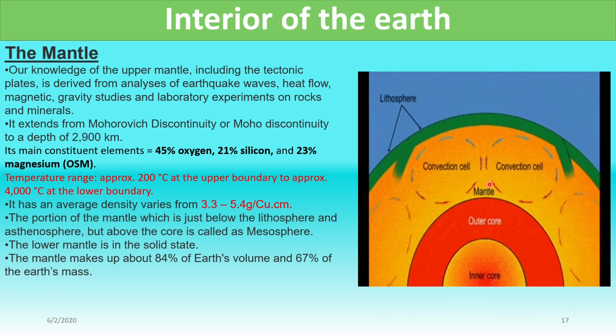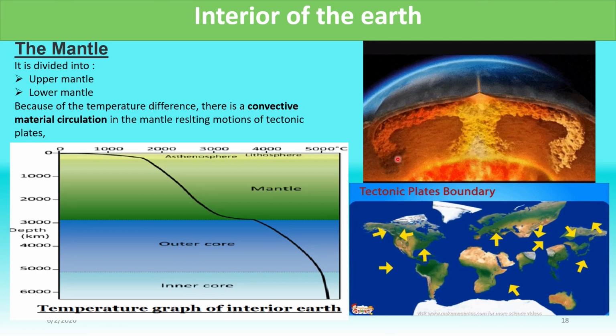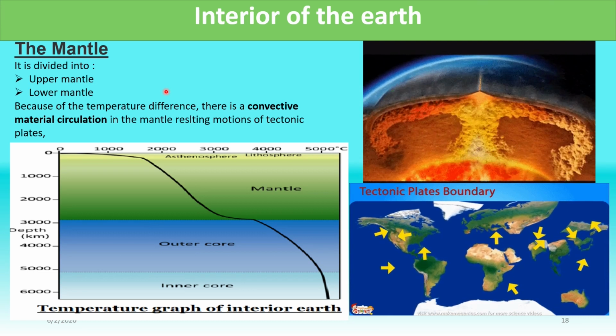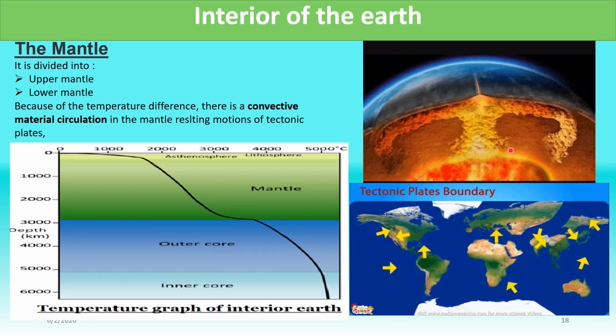The lower mantle is in a solid state because of the pressure from high above. The mantle makes up about 84% of Earth's volume and 67% of Earth's mass. It is divided into upper mantle and lower mantle.